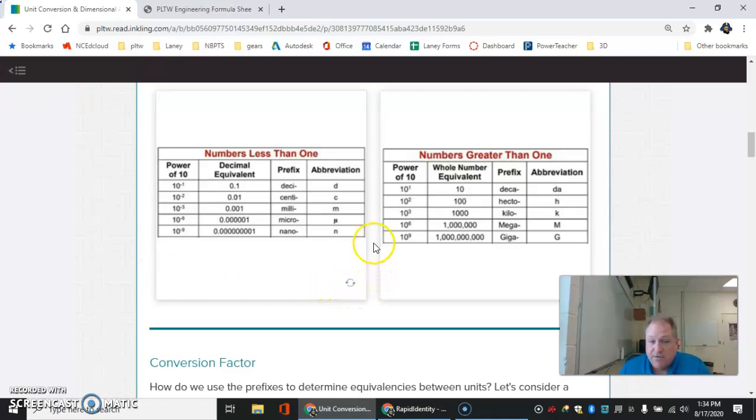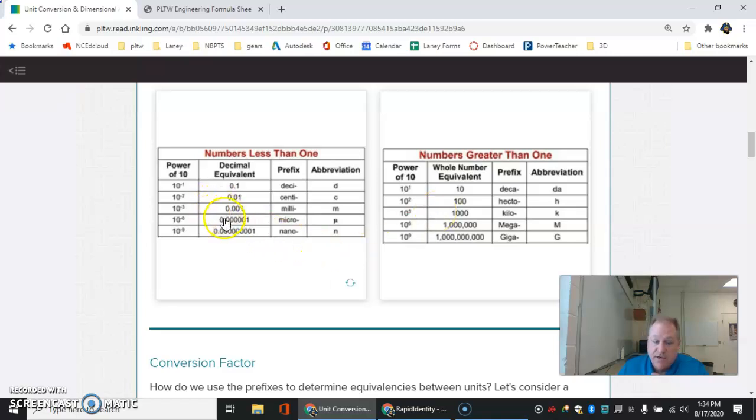Okay, so if I have 1,000 meters and I want to convert to kilometers, and I look at this conversion chart, I can see that 1 kilometer is 10 to the power of 3. So if I have 1,000 meters, I can move my decimal 3 places to the left to convert from meters to kilometers. Okay.